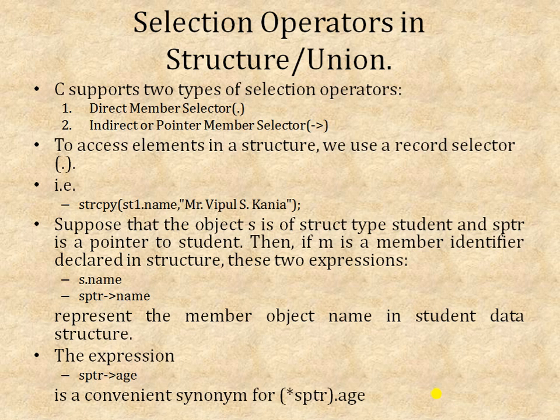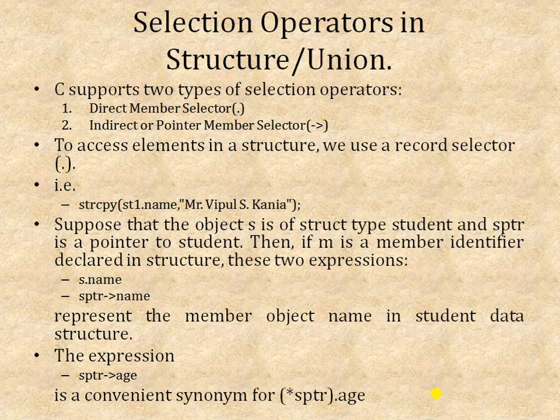Selection operators in structure and union. Till now we have seen how we can define structure and union, and how we can declare structure and union variables. Now it is time to access the members of structure and union. C supports two different types of selection operators, that is the direct member selector, dot, and the indirect or pointer member selector, the arrow operator. To access elements in a structure using a structure variable, we use the record selector dot.